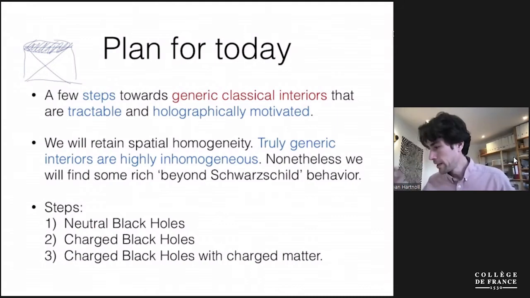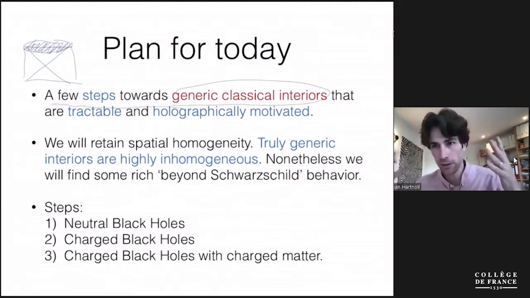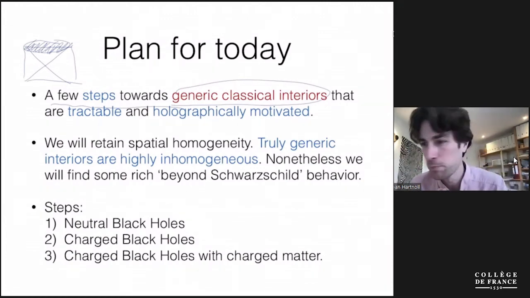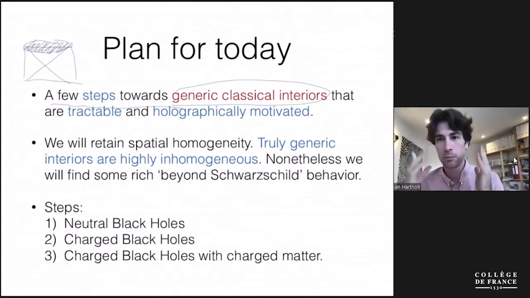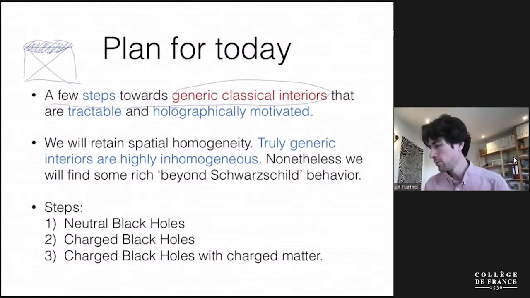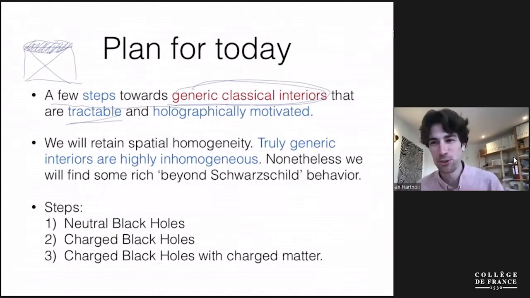Good. So today, what I want to do is take a few steps towards a more generic classical interior, as opposed to Schwarzschild. Maybe for this audience it was already clear given the previous lectures, but I think it's not clear in general. Schwarzschild is a great model for a black hole outside, but inside it's a very special unstable solution that we shouldn't be too focused on. So I want to take a step towards a more generic interior that is tractable, meaning I don't have to do very complicated stuff with PDEs, and that is holographically motivated. We'll come back to that in a minute.